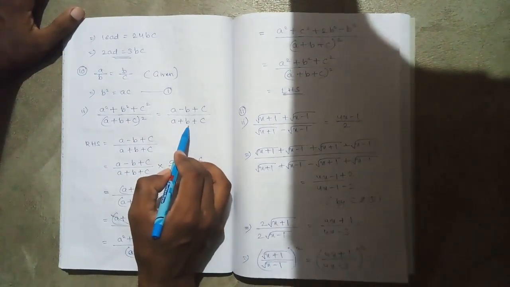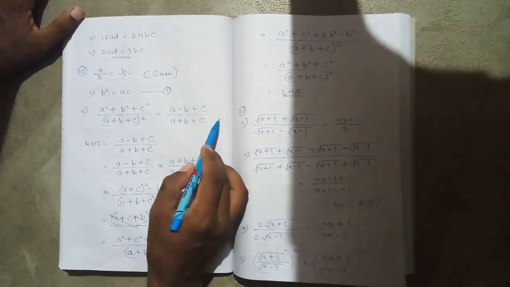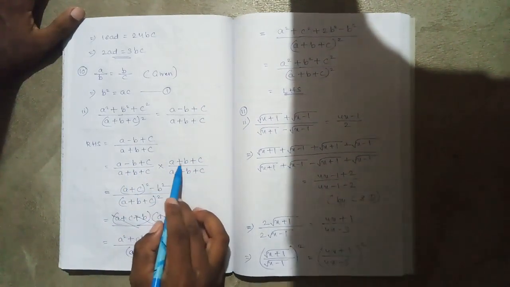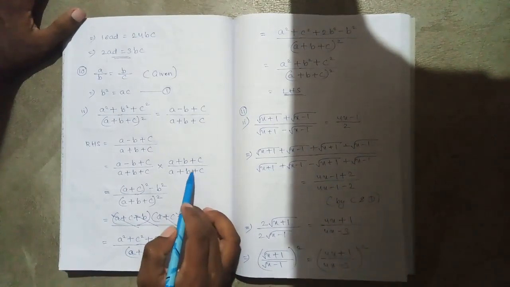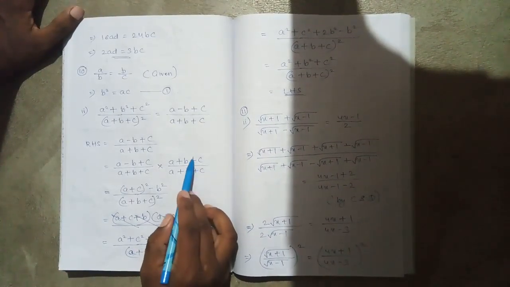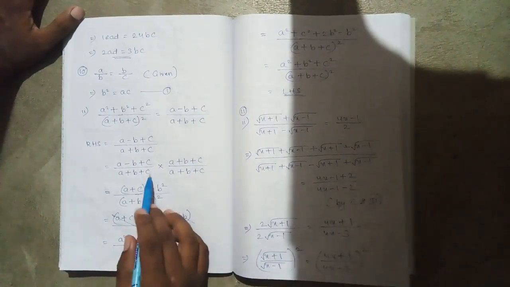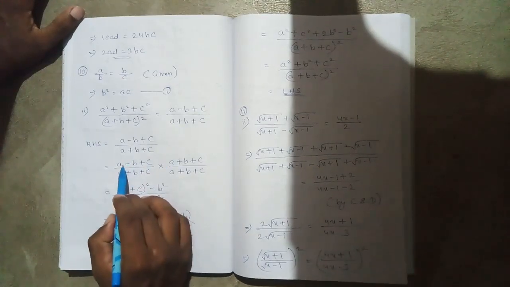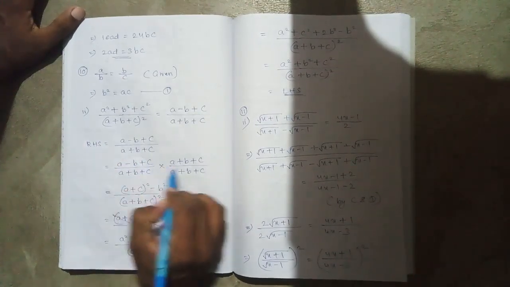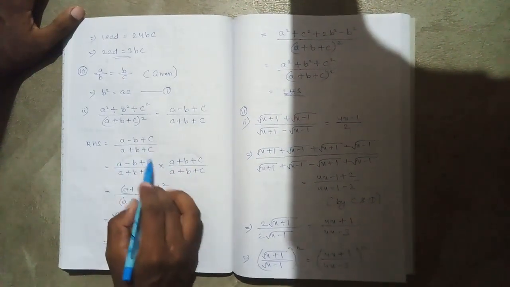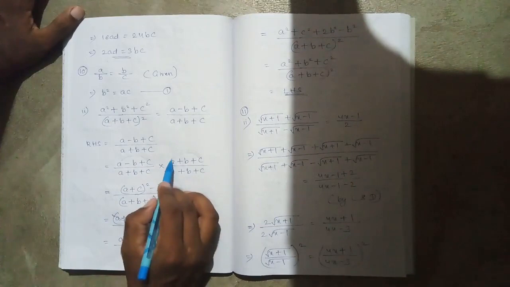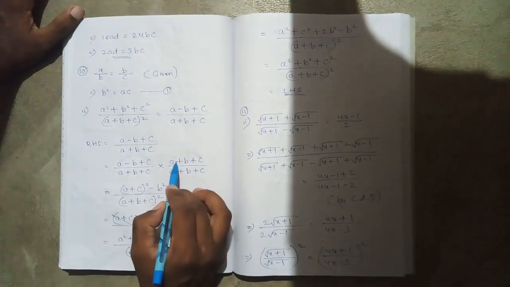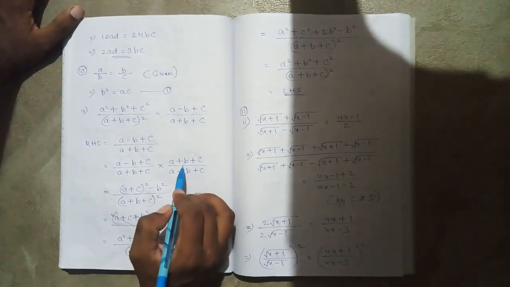So what I have done, I have multiplied (a plus b plus c) by (a plus b plus c) on the RHS. See, (a minus b plus c) by (a plus b plus c) into (a plus b plus c) by (a plus b plus c). This is not going to change the value because this is 1 and x by x is 1. Now the numerator will become (a plus c minus b) into (a plus c plus b). It is in the form of (x minus b) into (x plus b), so x square minus b square.